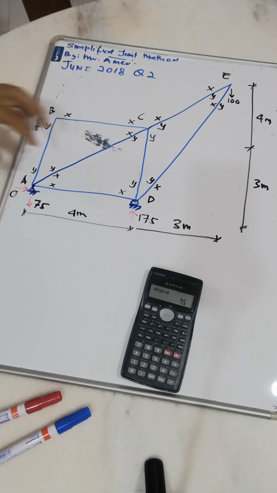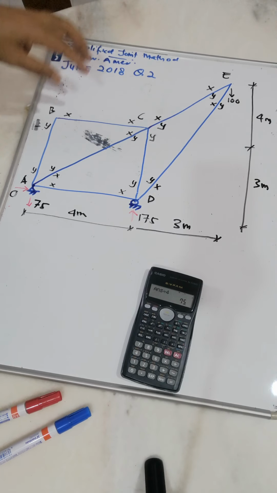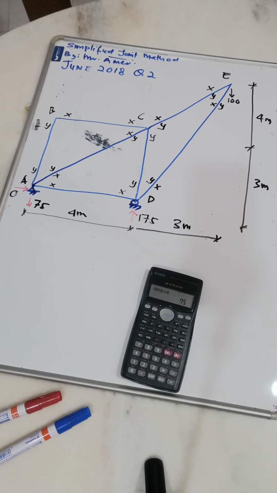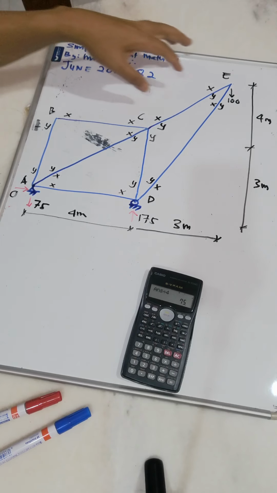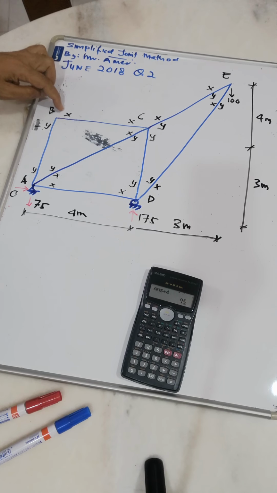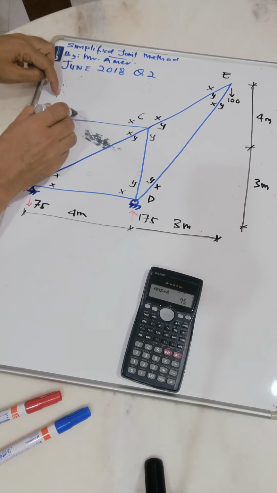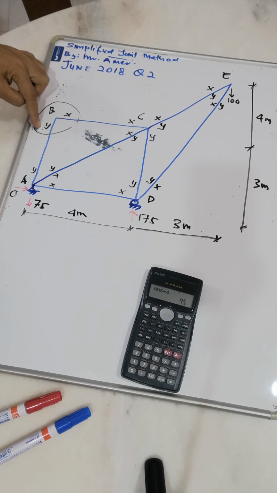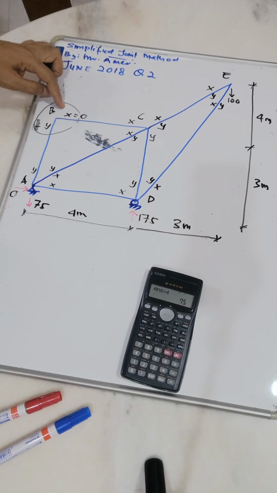To start the simplified joint method, you start at a joint where there is at least 1 unknown. At B there is 1 unknown, whether in X or Y, so you can start at B first. Now analyze joint B. Joint B has 1 unknown in X and 1 unknown in Y. In X there is no force to balance, so X equals 0. In Y also there is no force in the Y direction, so Y equals 0.